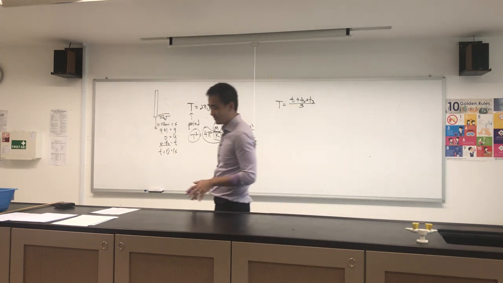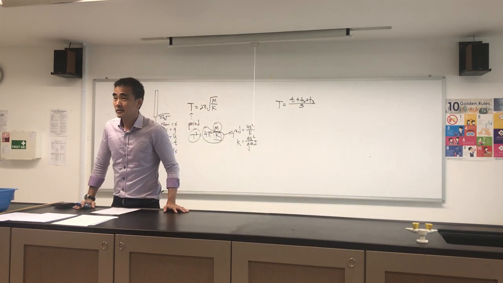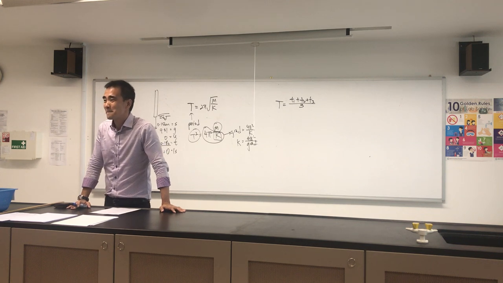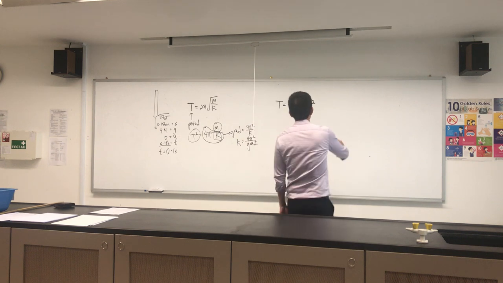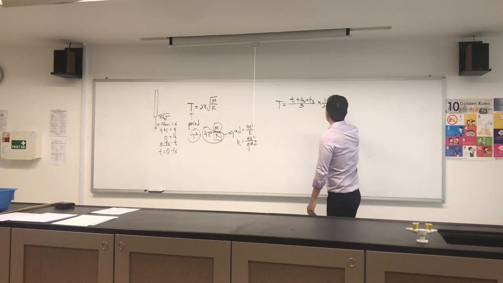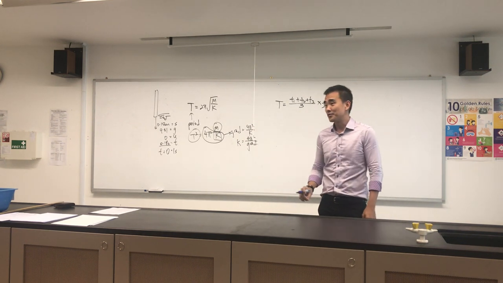Is that enough? Is that a period? Yes, correct. So then you divide by 3, so you multiply by 1 upon 3. Okay, then you get your period.